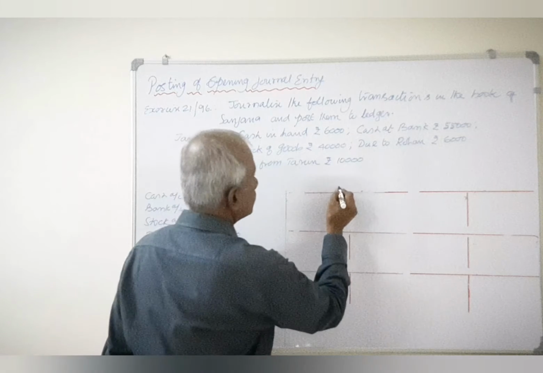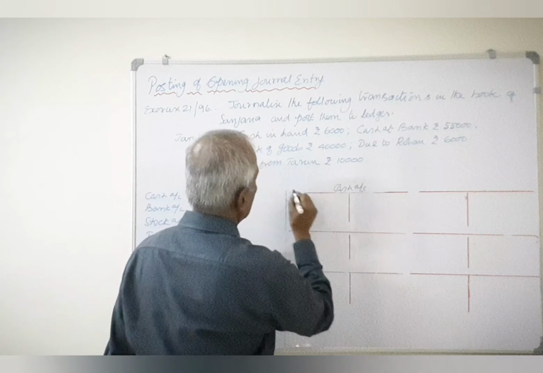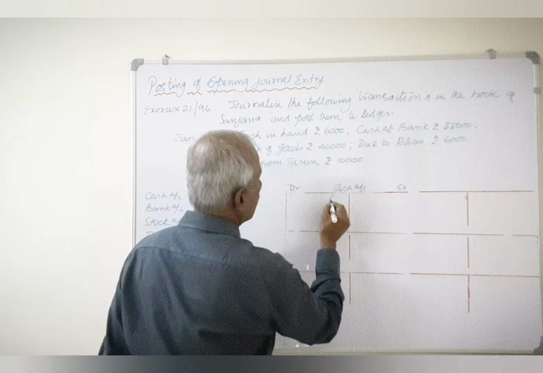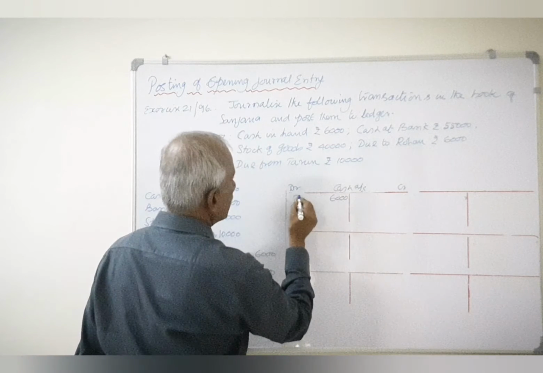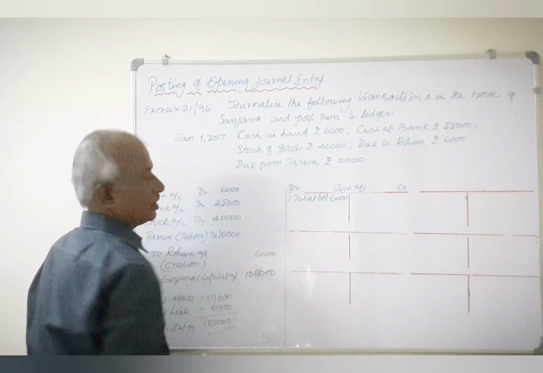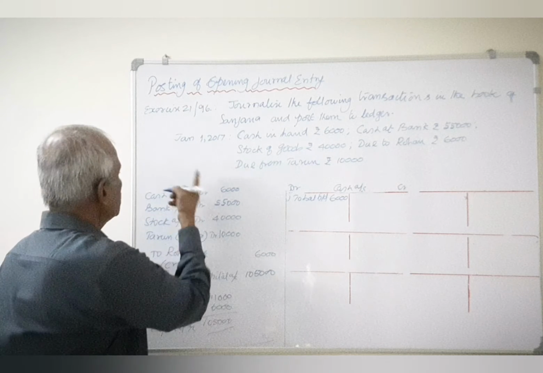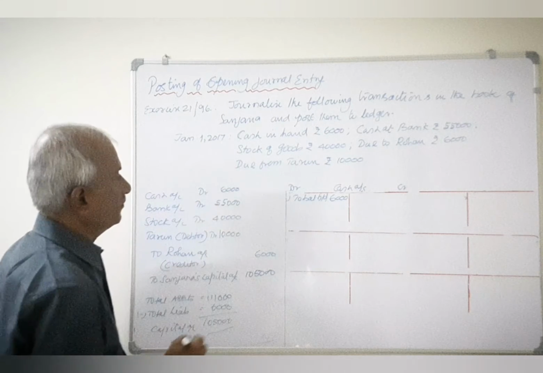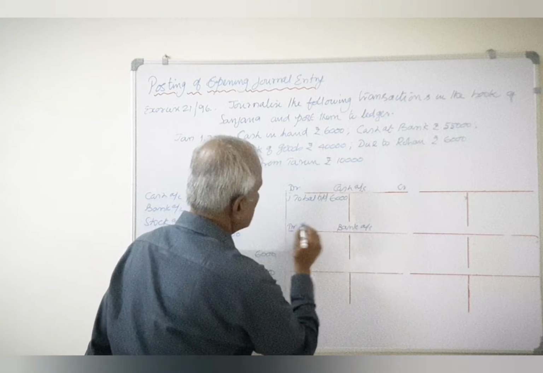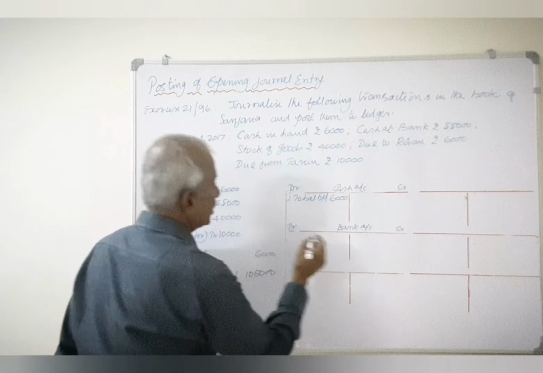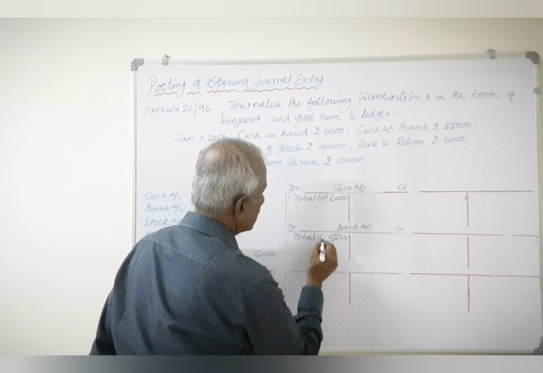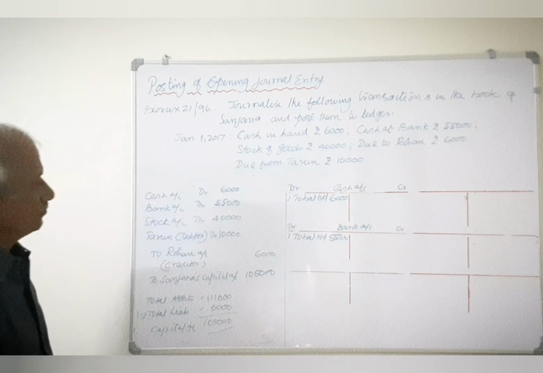Now open cash account, debit side, credit side. Now on the debit side of the cash account you have to record 6,000 rupees. Against it you write to balance brought down because it is last year's balance. Then on the debit side of the bank account we have to record 55,000. So bank account, debit side, this is credit side. So debit side of the bank account 55,000 and again it is last year balance. So let us record it as balance brought down January 1st.